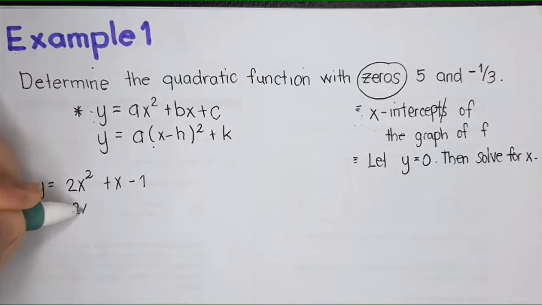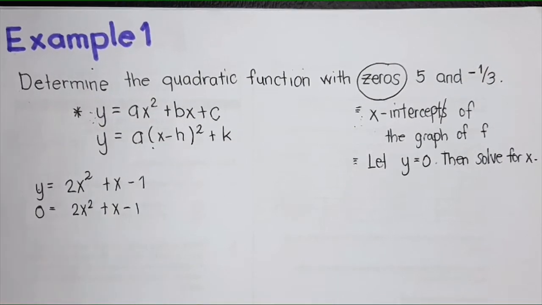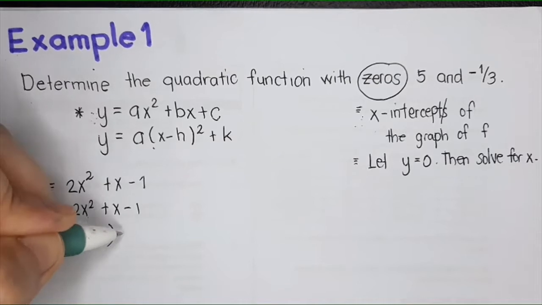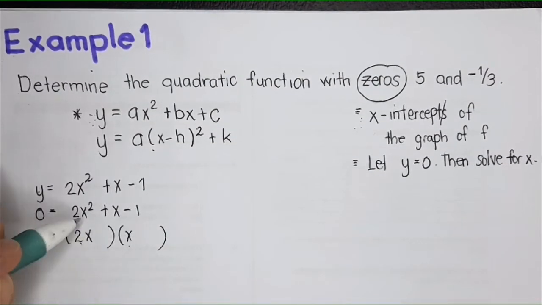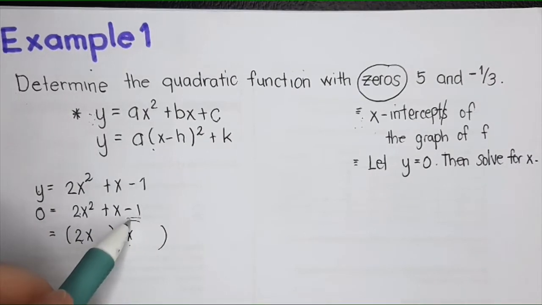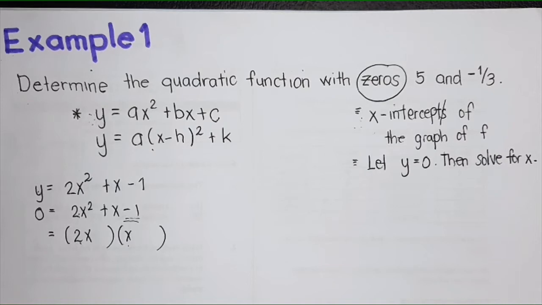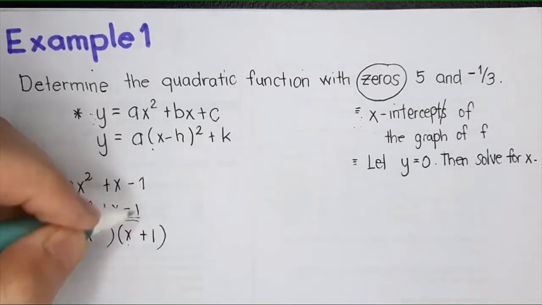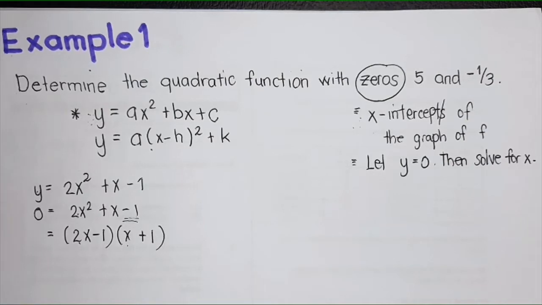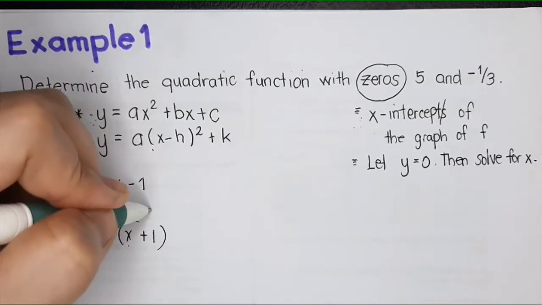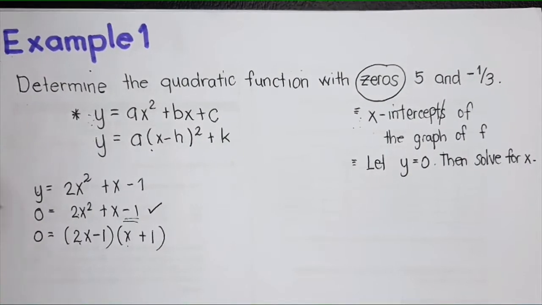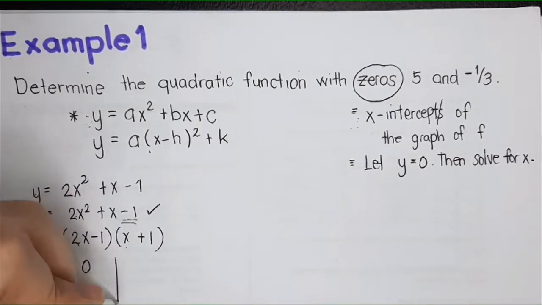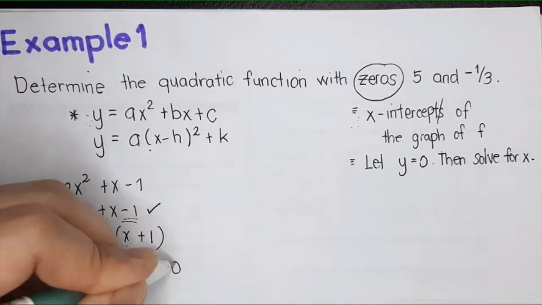And then, you'll have 2x squared plus x minus 1. So, how do we get the values of x? We use our vast knowledge in factoring. So, we do like this. 2x times x, it's 2x squared. And then, titingnan natin ang negative 1. Ang factors lang naman ng negative 1 ay 1 times negative 1. So, dito yung plus 1, dito yung minus 1. If you perform the FOIL method, you should get this. Equal to 0. And then, you'll have 2x minus 1 equals 0, or x plus 1 equals 0.